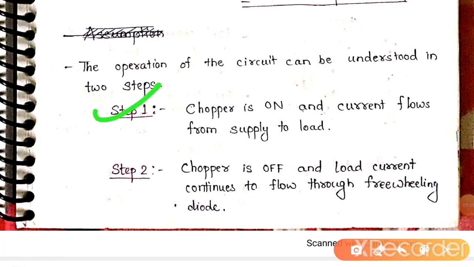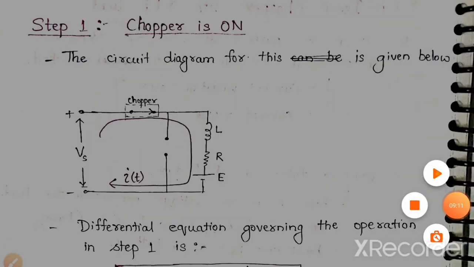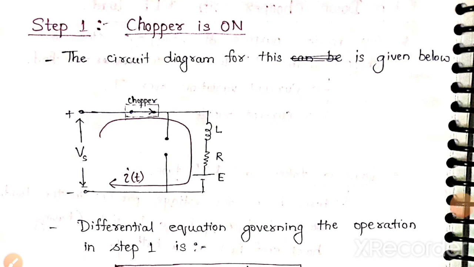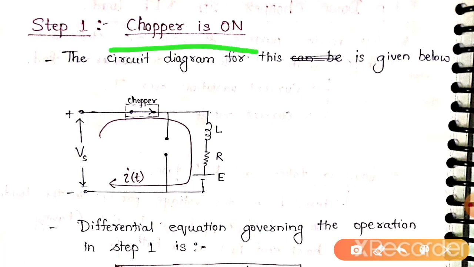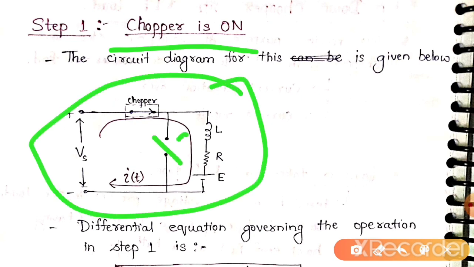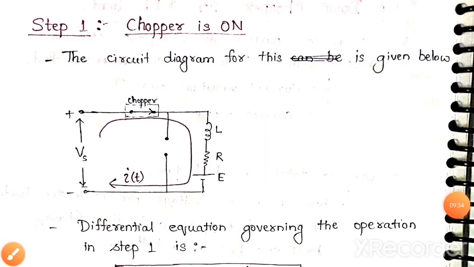In step 1, chopper is on and the current flows from supply to load, and in step 2, chopper is off, then load current continues to flow through the freewheeling diode. We can also apply the KVL in these two steps and obtain the current profile or the current equation. So when chopper is on, the circuit looks like this. There is no role for freewheeling diode here. Chopper is on, so the energy is getting stored in the inductor circuit.